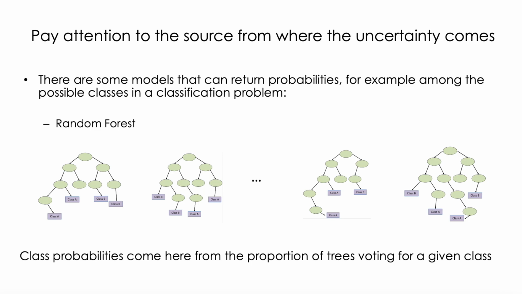Pay attention that what we're talking about here doesn't mean that we just need class prediction probabilities. In the case of the random forest model, which is a set of decision trees, we can obtain probabilities on the prediction by just counting the number of trees that are voting for a given class divided by the total number of trees. That's an estimation of the class probability, but it doesn't mean we are dealing with uncertainty.